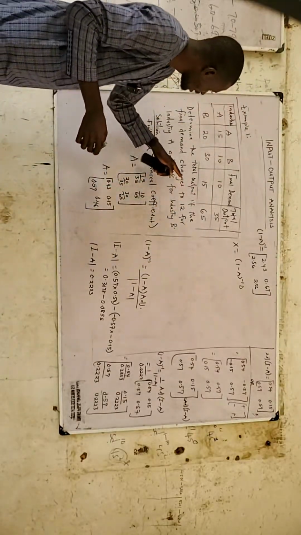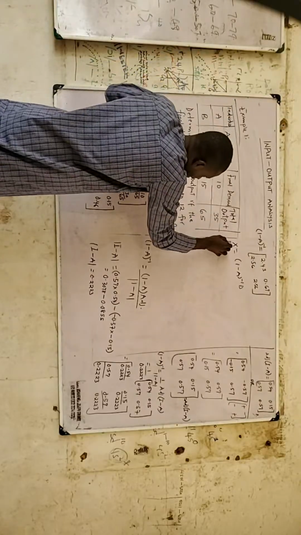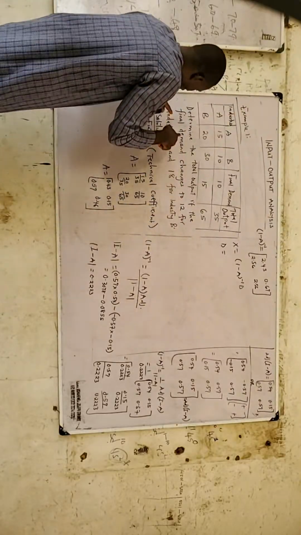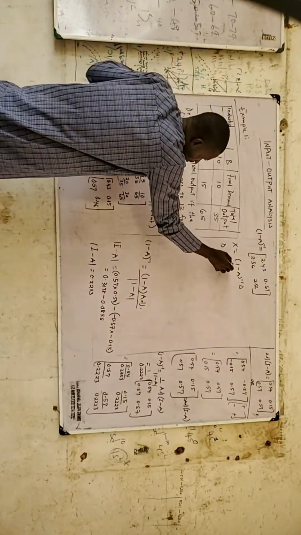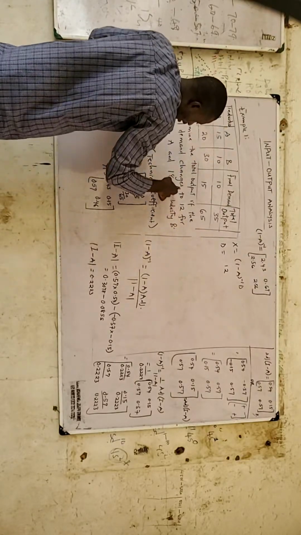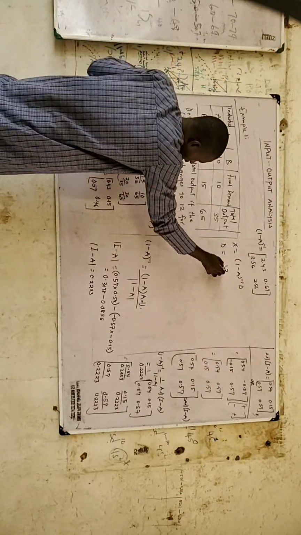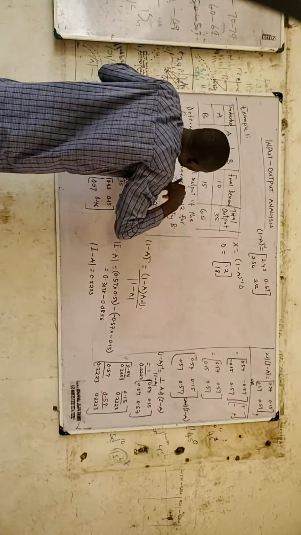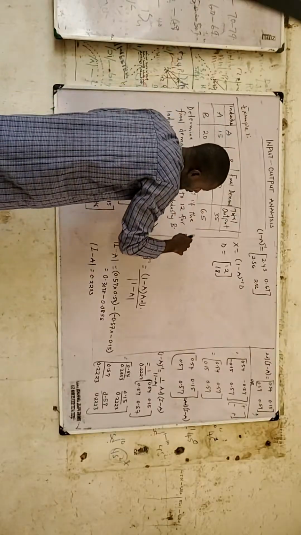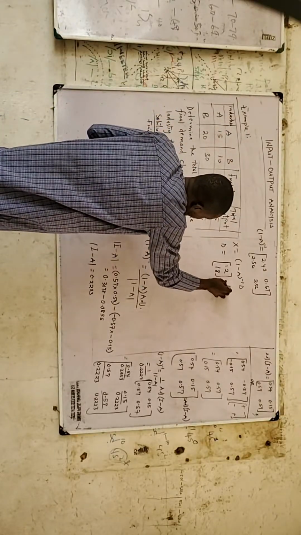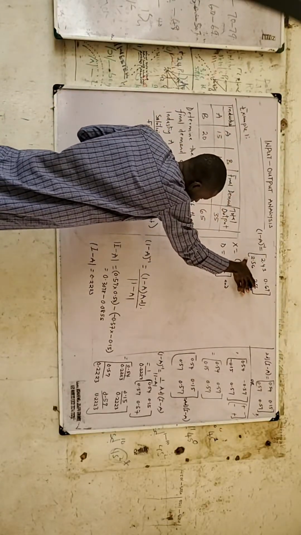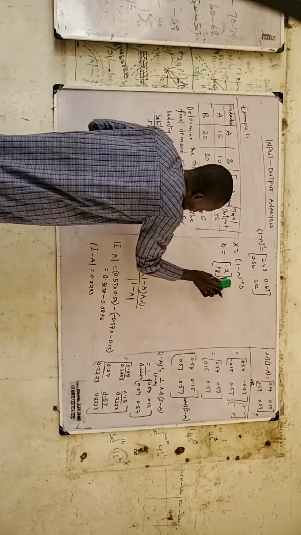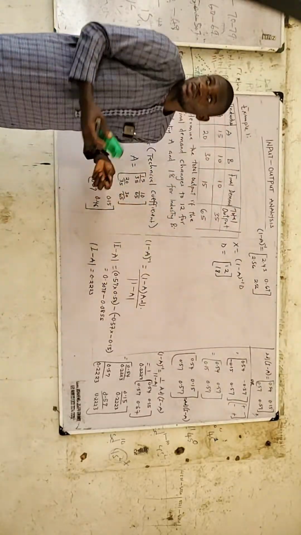And they say that our D now for industry A is 12, and industry B is 18. So this is the matrix. So now we are using this matrix and this one together as multiplication.